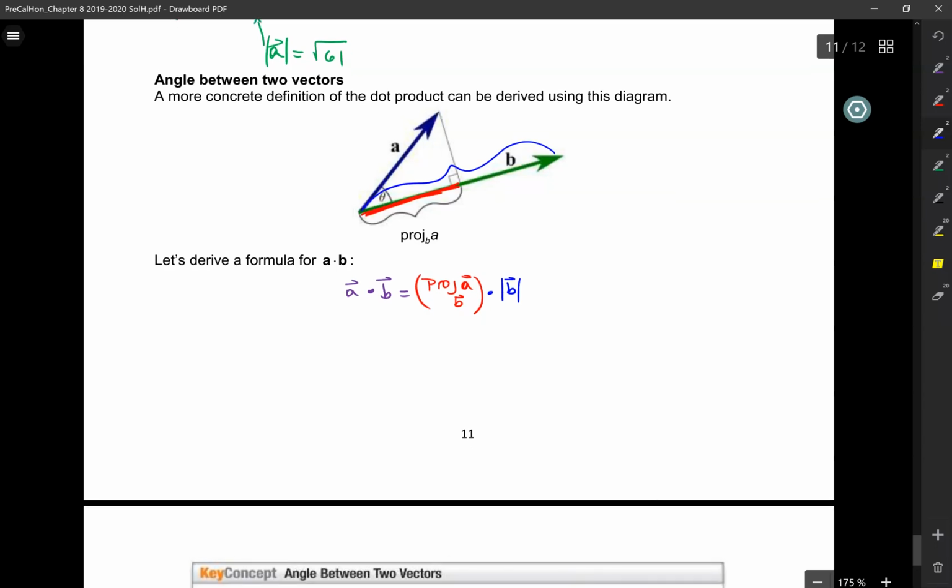So how do I find that red distance? Let's think about how we find it. If I know A, how am I going to relate those two? Can I say cosine of theta is the projection over A? Does that make sense? Is the cosine of theta this red over A? Yes? Okay, so then how much is the projection?